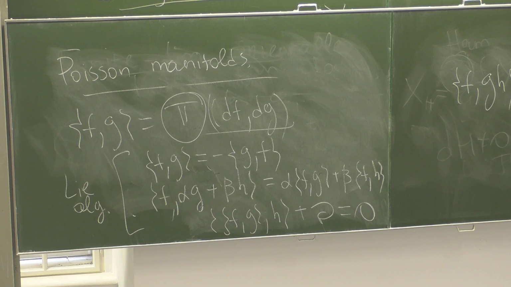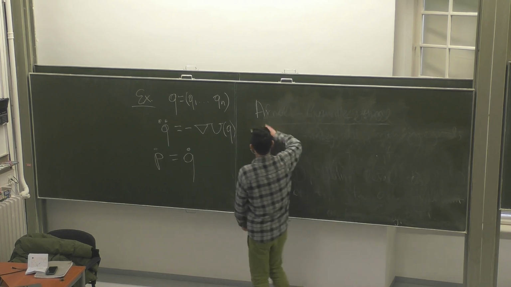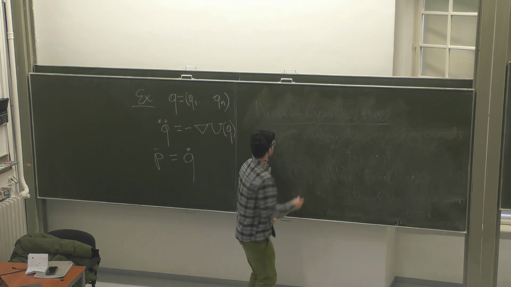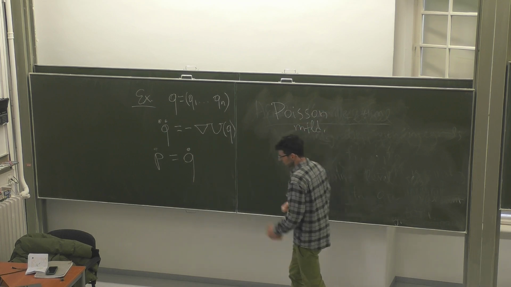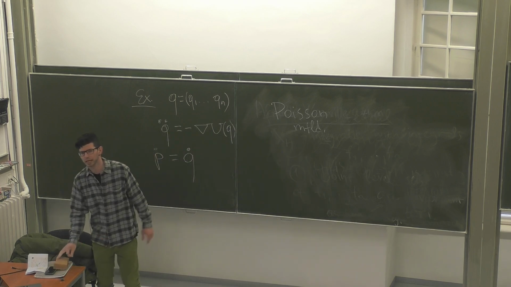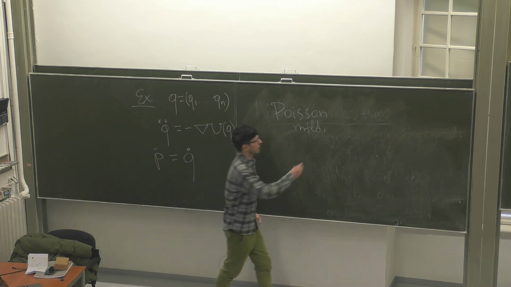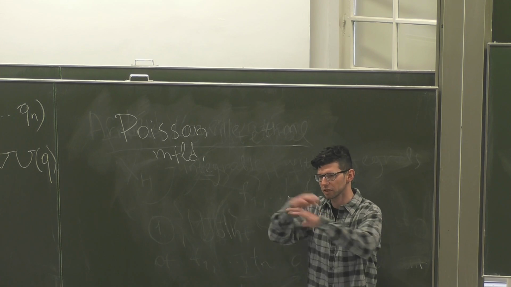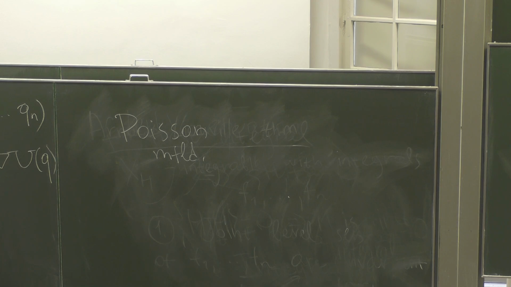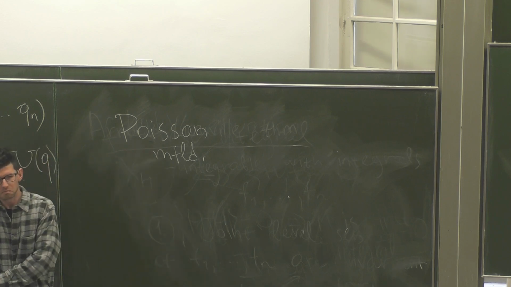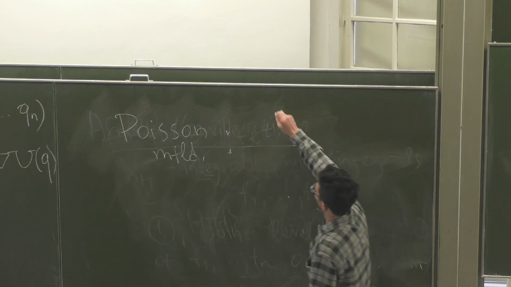However, there is a general structural result on Poisson manifolds which says that, suppose you have a Poisson manifold, then it doesn't have to be a symplectic manifold. However, it's always a union of symplectic manifolds. So in general, this manifold will consist of smaller submanifolds, which are called the symplectic leaves, and they will be symplectic manifolds.